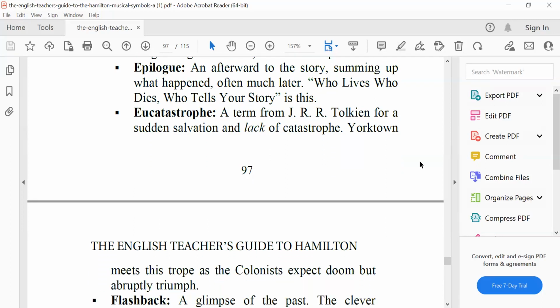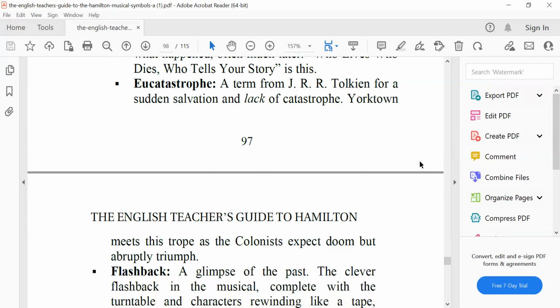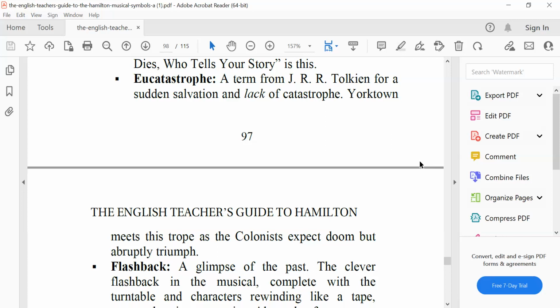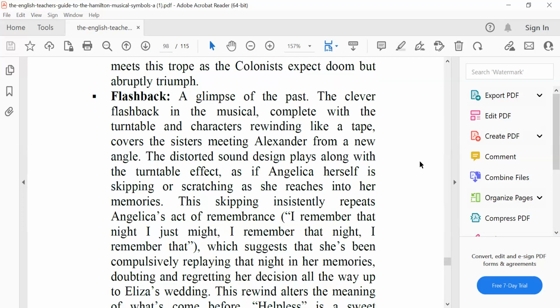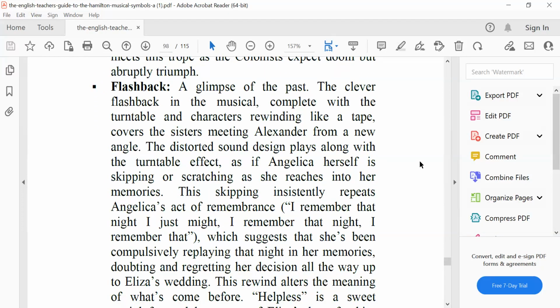Eucatastrophe, when everybody's rescued and we don't have a catastrophe. That you would mean good. Yorktown, they're suddenly saved from horrible things happening. Flashback, when we go back into something that happened before, we have some fascinating flashbacks with the turntable and the characters showing us that they're going back in time for Satisfied.